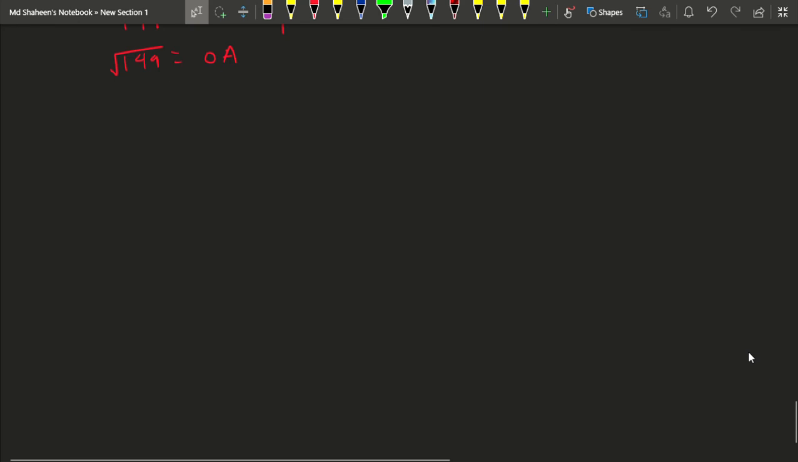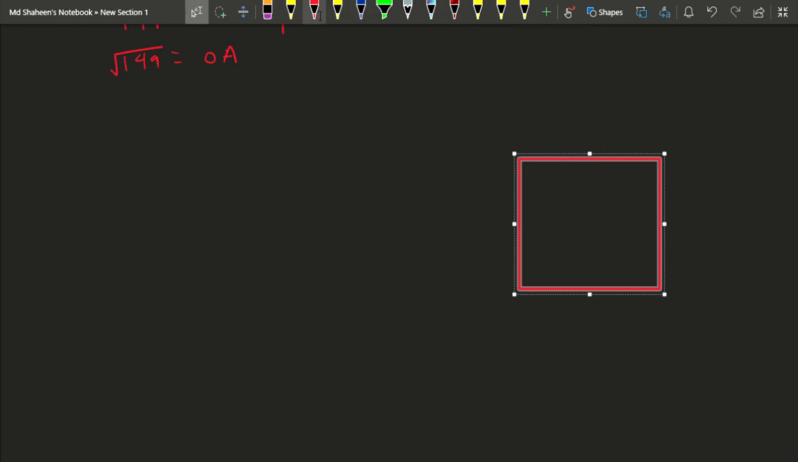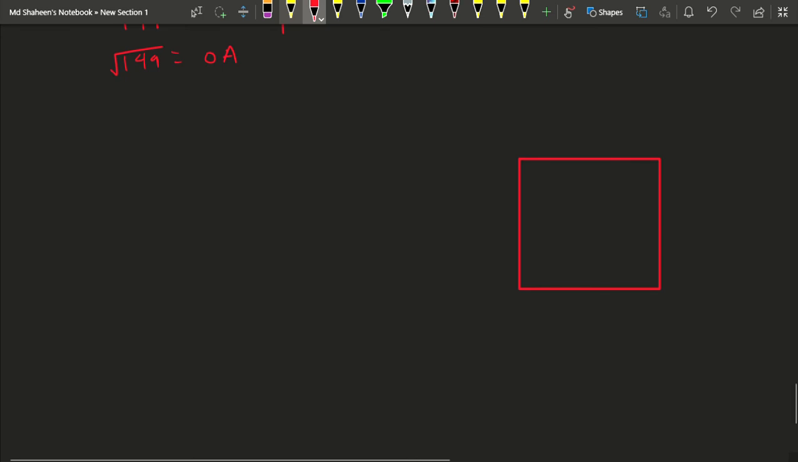Area of a square. Let's make a square. So what is a square? A square is the same as a rhombus, but there is a difference here. The difference is that its angle is 90 degrees. In a rhombus, its angle is not 90 degrees, but in a square, its angle will be 90 degrees.